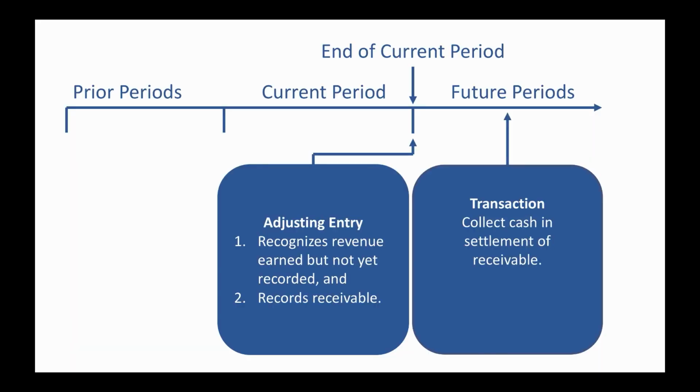A revenue accrual is necessary when revenue has been earned in the current accounting period, but the cash will not be collected until the next period. Examples of revenue accruals include interest earned on investments or loans made to others and work completed but not yet billed to the customer. In the adjusting entry, we will record a receivable, an asset account, and recognize the revenue earned.